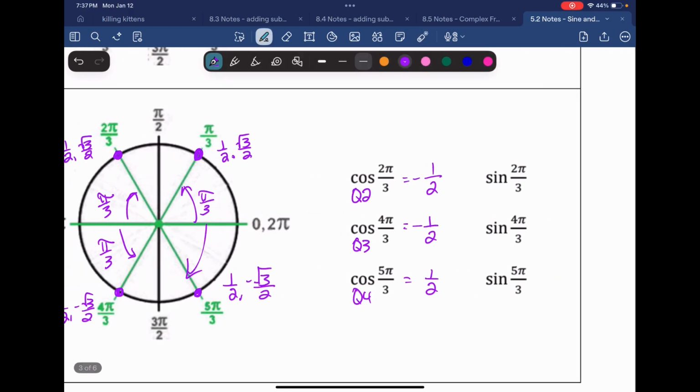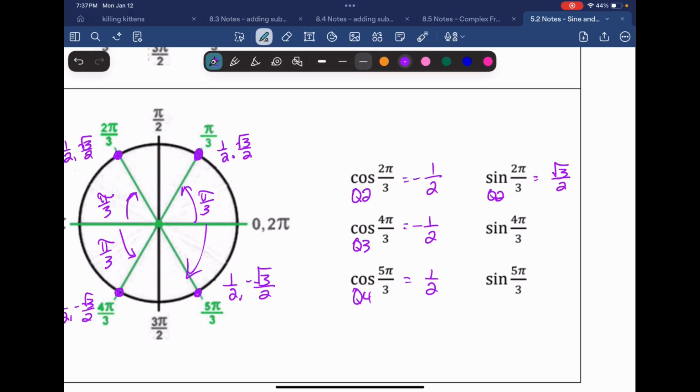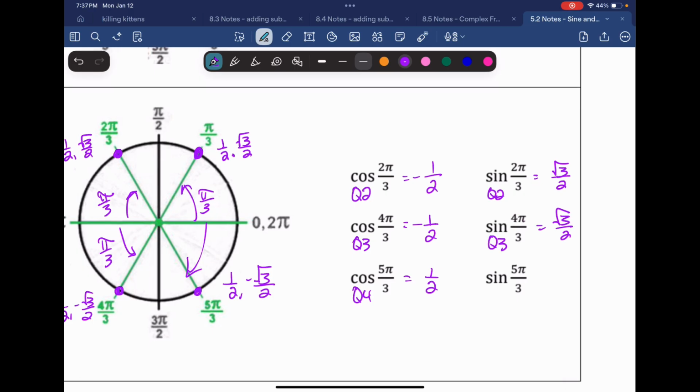Sine 2 pi over 3. So sine is always the same, root 3 over 2. But in quadrant 2, that's a y-coordinate, that's positive. All right, sine 4 pi over 3, it's still root 3 over 2. But now you've got that 4 pi over 3, so you're in quadrant 3. And sine is negative, because your y is negative there. Now we have sine 5 pi over 3, so it's still root 3 over 2. But you're in quadrant 4, and y is negative.